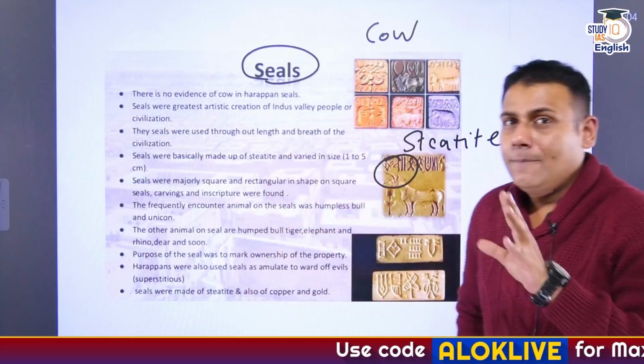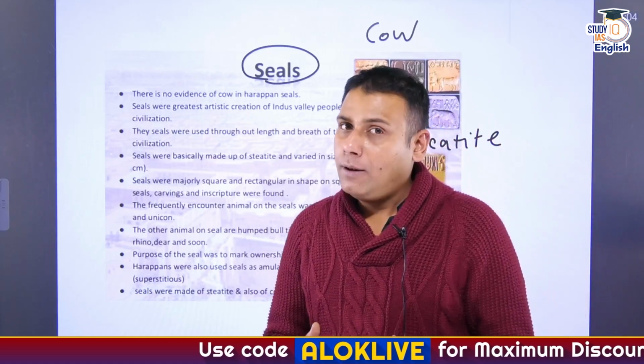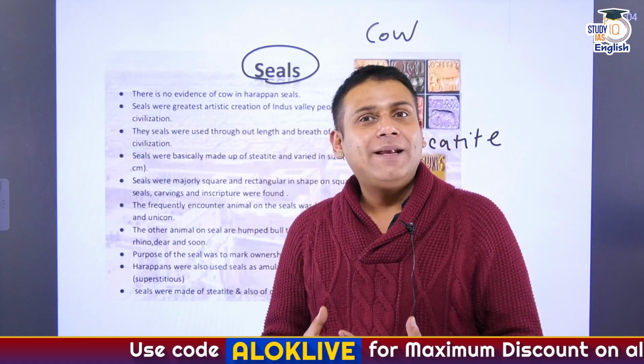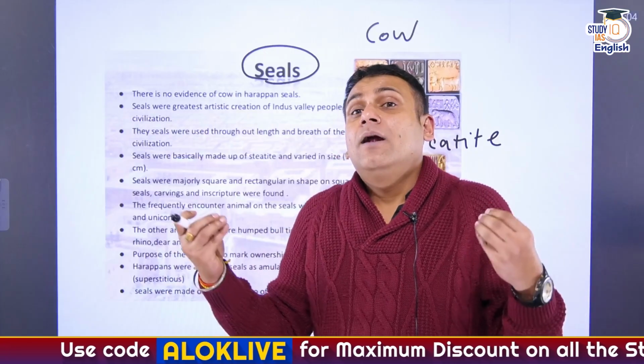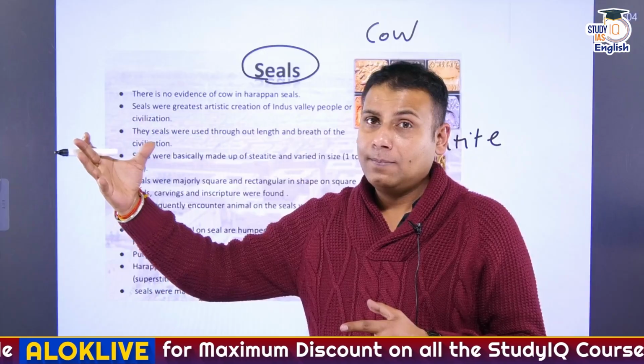Okay? Then, seals were also used as amulets by Indus Valley people. Now, amulets basically means tabiz, and it simply means that to an extent, these might have been used for warding off evils. Clear?